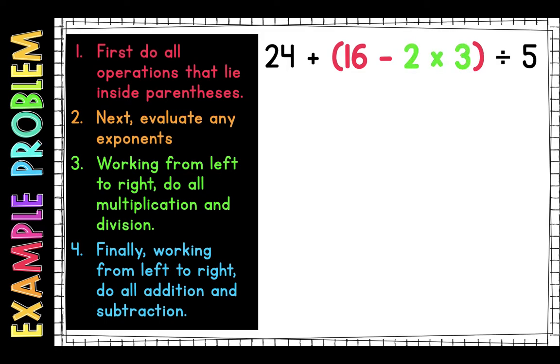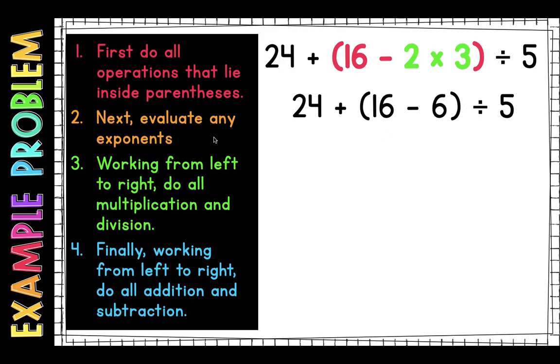Even though it comes second in that part of the parentheses, because I'm following the order of operations, I know that multiplication always comes before subtraction. So I'll rewrite this expression now as 24 plus 16 minus 6, which is that 2 times 3, and then divided by 5.